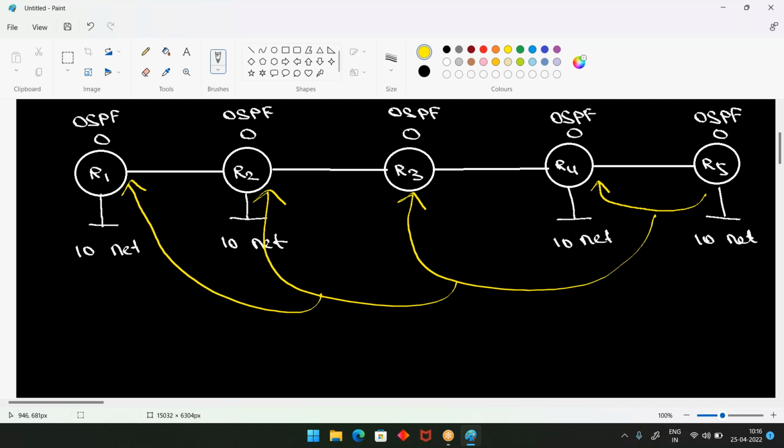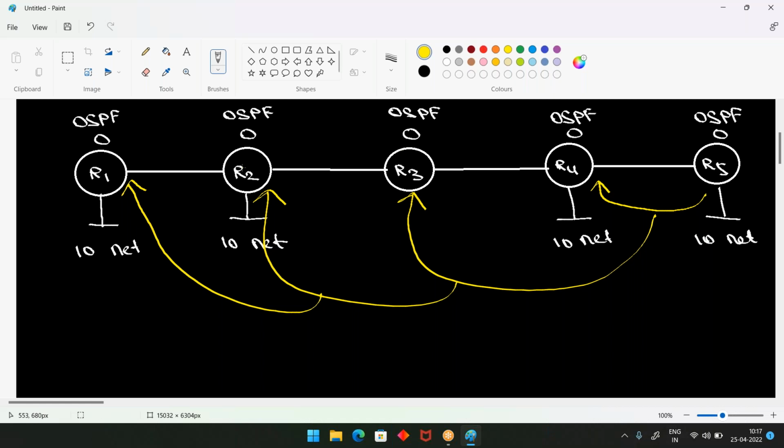R1 will share its networks with R2, R3, R4, and R5. R2 will also share its networks with R1, R3, R4, and R5. R4 will share its networks with R5, R3, R2, and R1. R5 will share its networks with R4, R3, R2, and R1. Now these 5 devices will completely exchange networks information with each other.